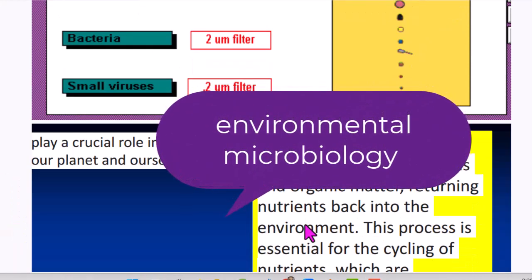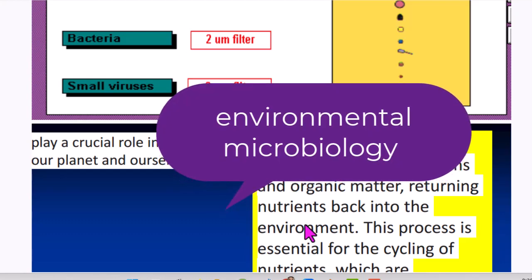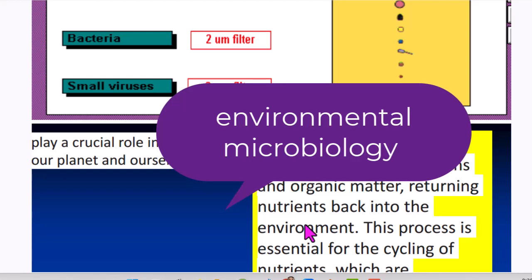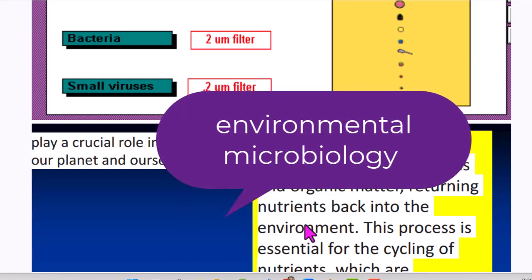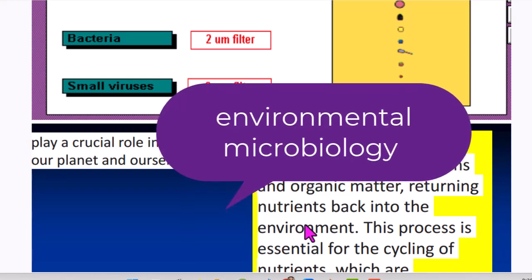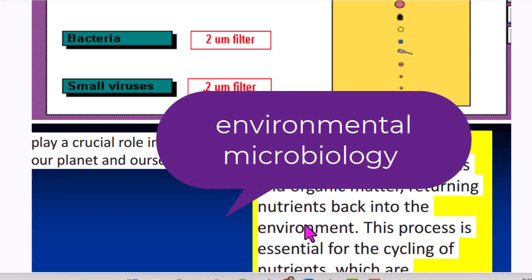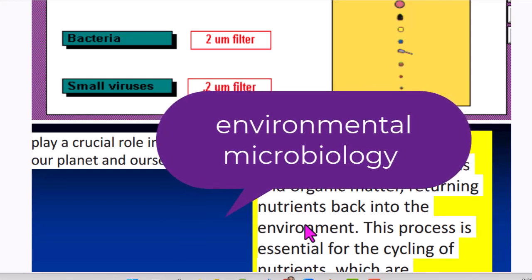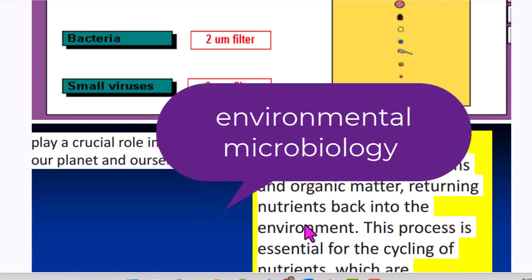Environmental microbiology studies the roles of microorganisms in the environment. One very important concept is decomposition. It plays a crucial role in the biology of our planet and ourselves.